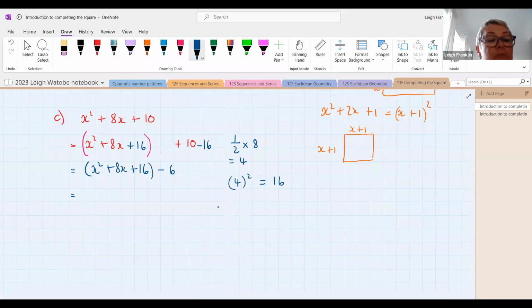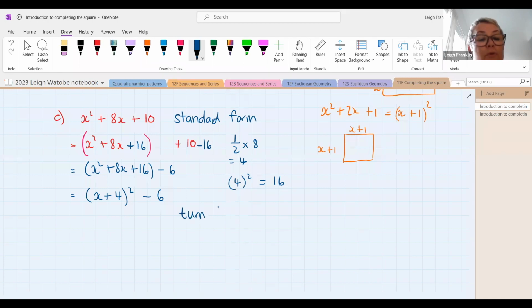Now I'm going to factorize my perfect square trinomial. We've practiced this before. We've seen this one in this lesson. And this factorizes into x plus 4 squared minus 6. And there we go. We've gone from standard form, ax squared plus bx plus c, to what we refer to in maths as turning point form. In other words, a times x plus p squared plus q.